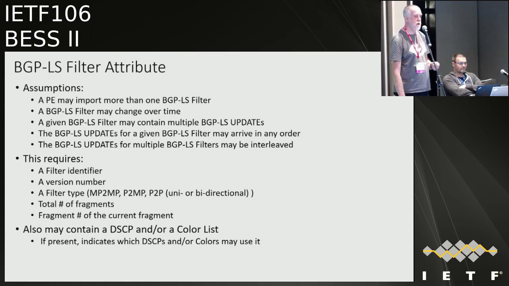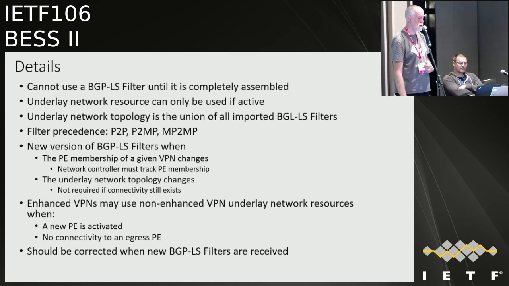And then you can also include a code point in there to indicate what DSCP code point you would use for packets in that filter. You can't actually use the BGP-LS filter until it's fully established, so that's why you need to know how many fragments are coming, and you can only use a network resource, guess what, if it's active.